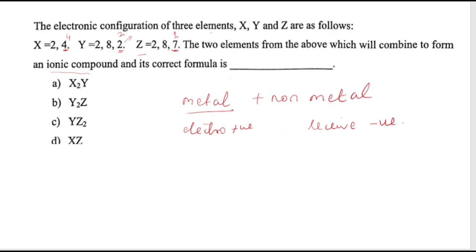So it will be taking from Y, but Y can give to 2 Z molecules. So, we can write here Y and Z. Y valency is 2, Z valency is 1. So, when you write the equation, you will get YZ2. So, the answer is C.